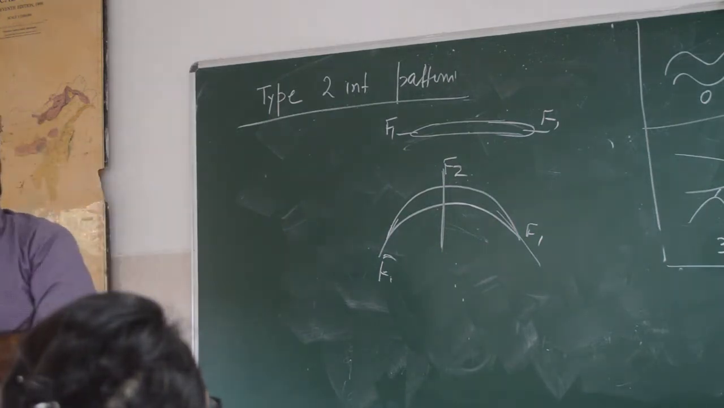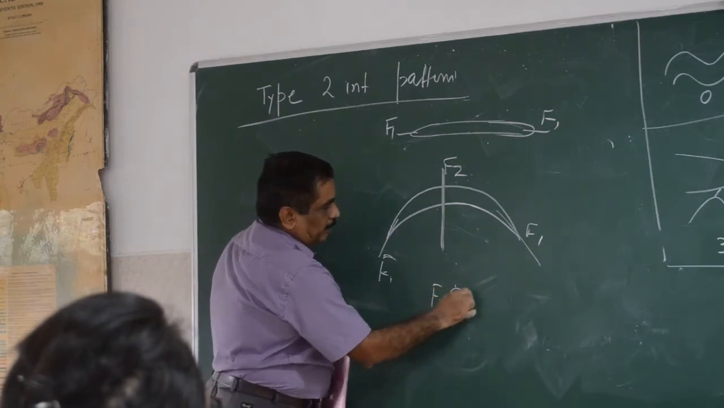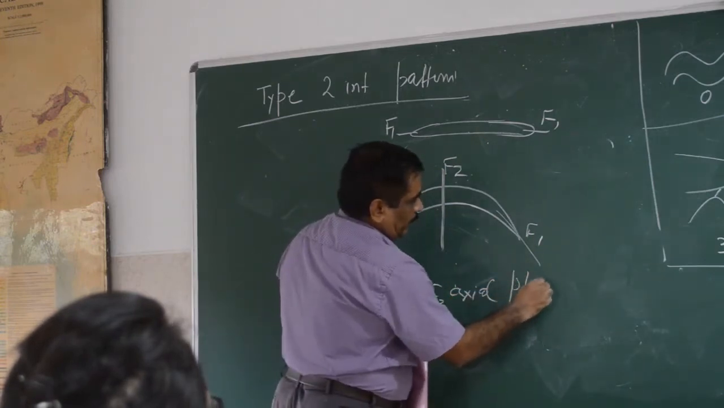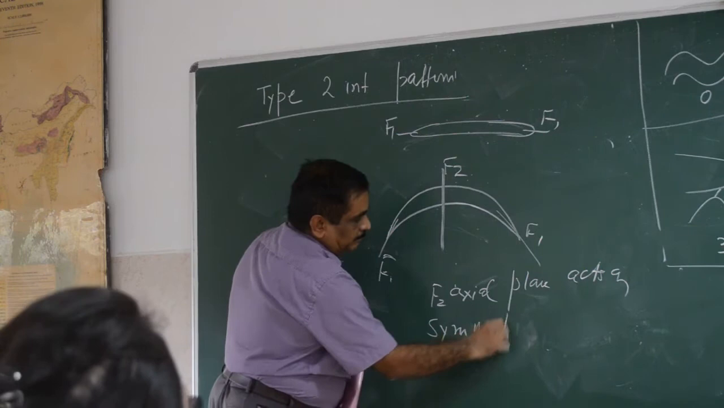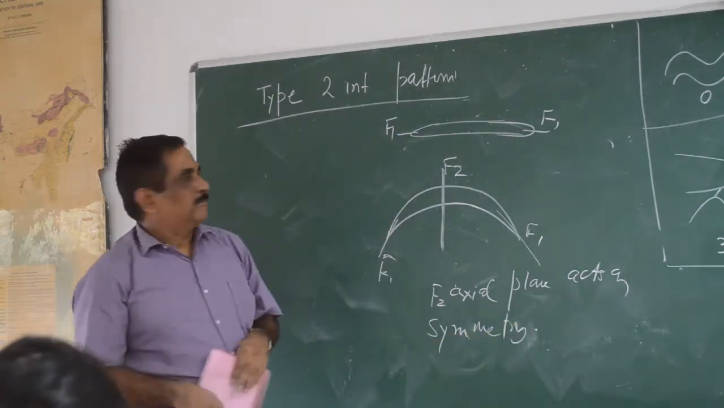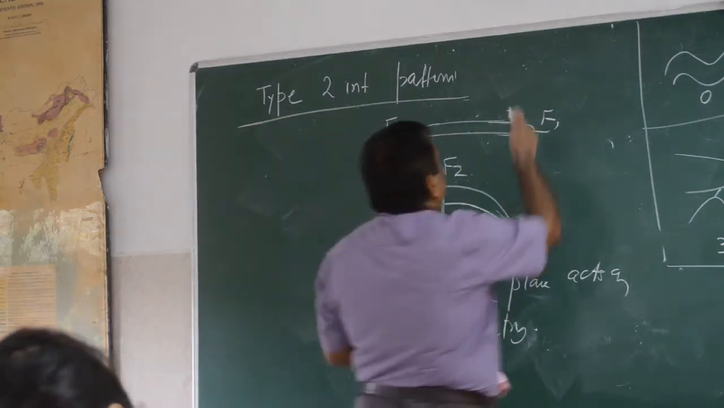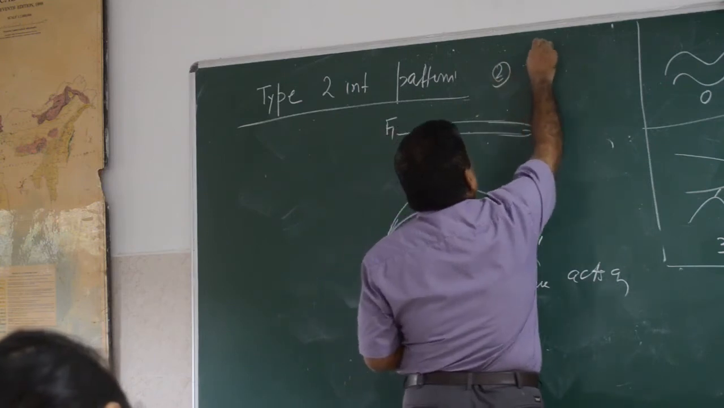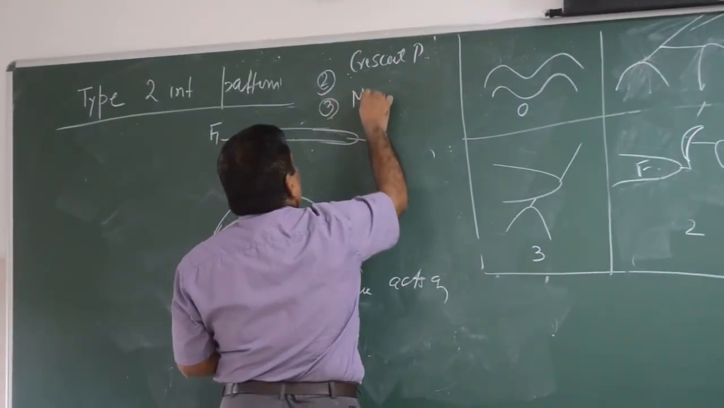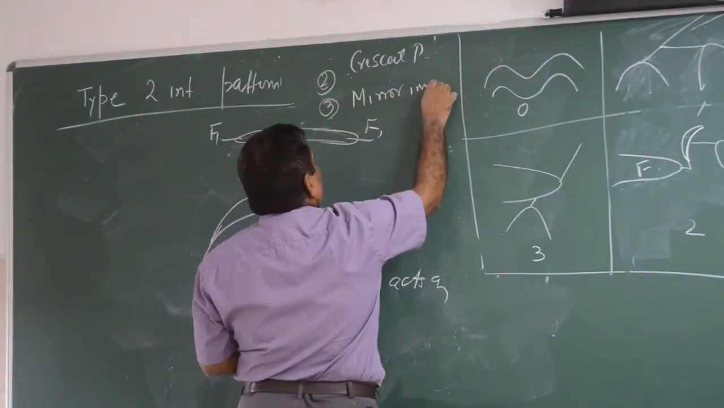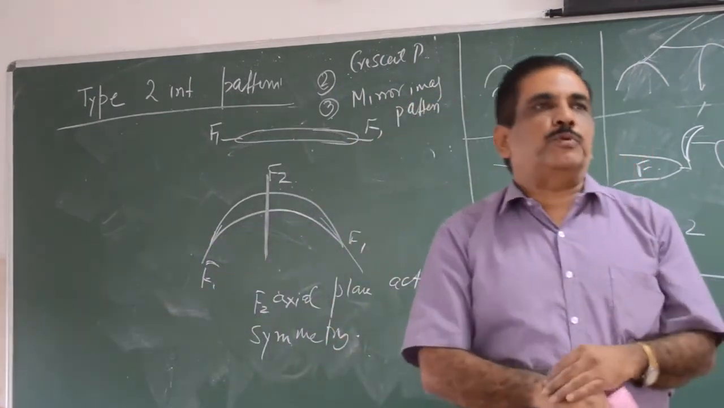Understood or not? So in this pattern, the F2 axial plane acts as a plane of symmetry. This F2 axial plane works as a plane of symmetry. That is why it is called a mirror image pattern. Crescent pattern is the first name, the second one is mirror image pattern. So these are different names of the type 2 interference pattern.